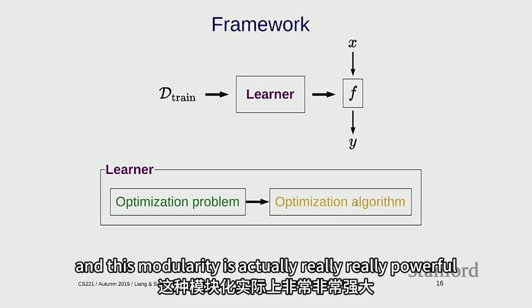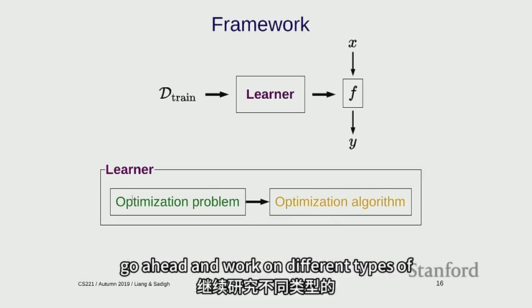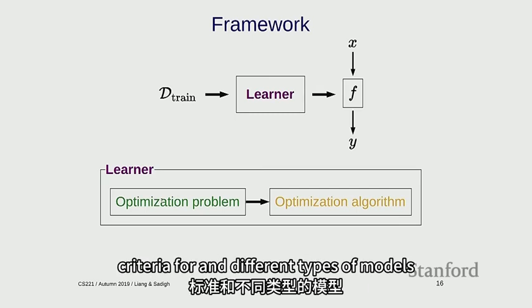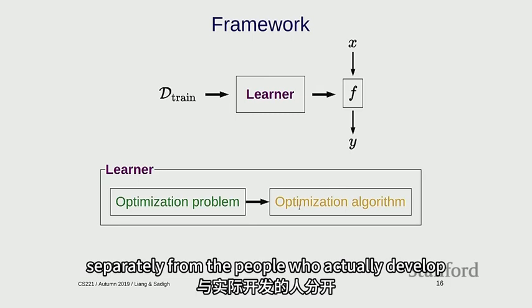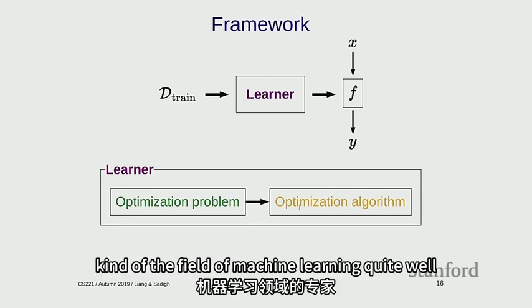And this modularity is really, really powerful. It allows people to work on different types of criteria and different types of models separately from the people who develop general purpose algorithms. And this has served the field of machine learning quite well.